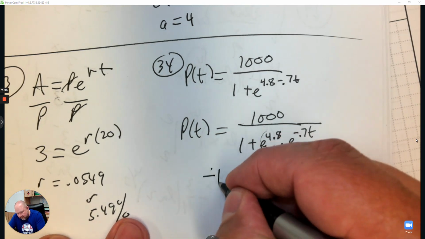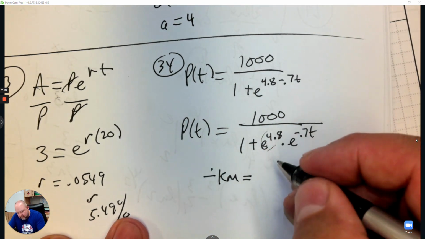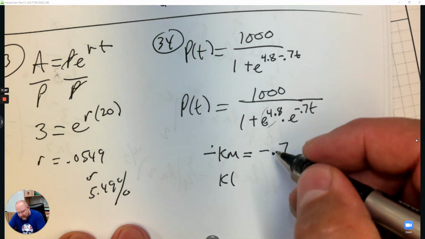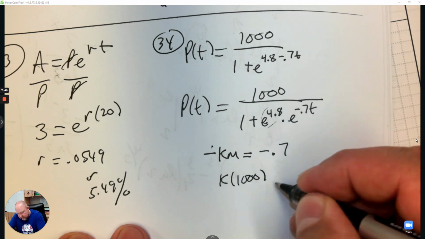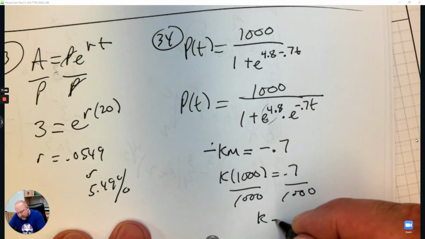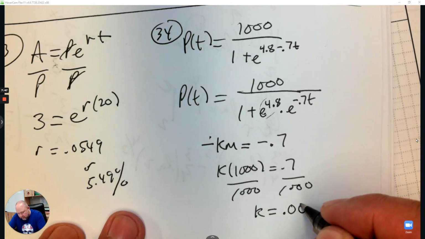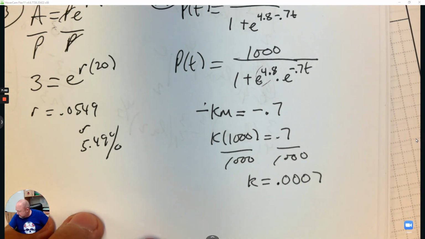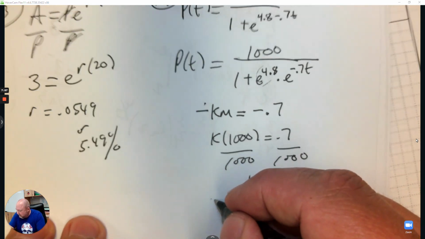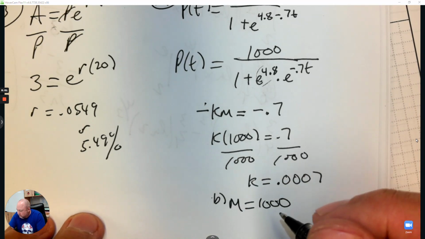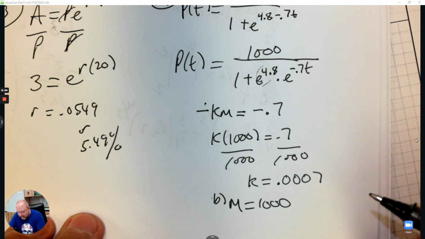So we know that negative K times M is negative 0.7. So K times M, and M is the numerator, is 0.7. Divide by 1,000. So we're going to move the decimal 4 to the left. So 3 to the left. So K is equal to 0.0007. B, what is the carrying capacity? M is the numerator. D, what's the initial number of rabbits?